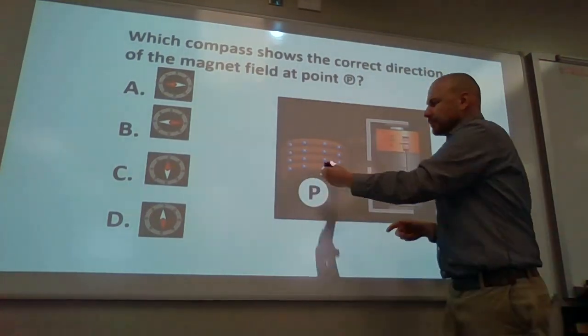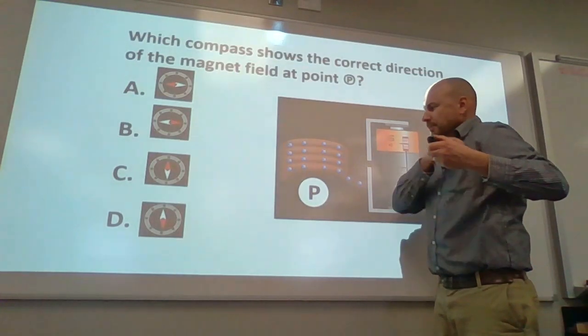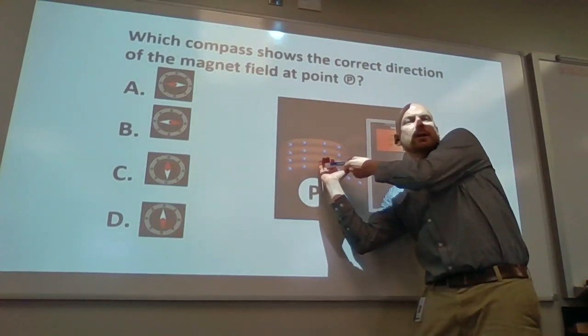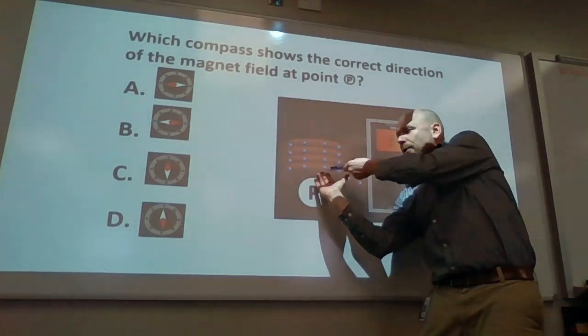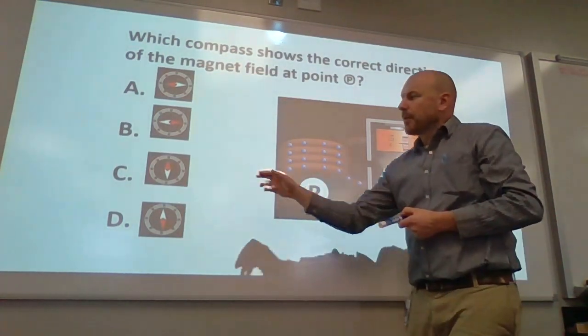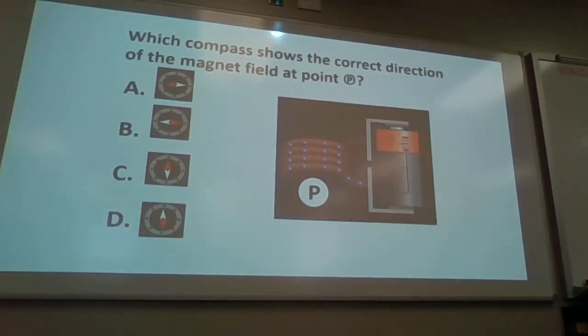Current's going this way. I'm going to make this my pencil, my wire. I'm going to stick my thumb in the direction of current and grab it. Behind here is in the middle of that coil, so magnetic field is going up. C.